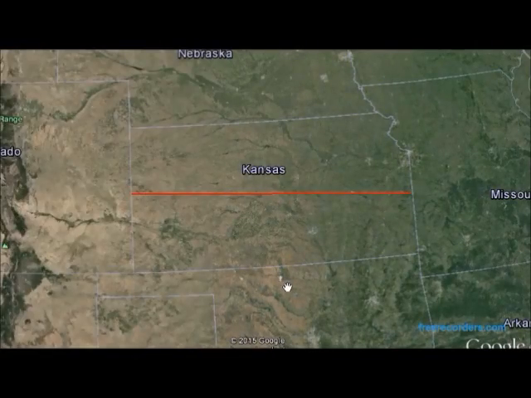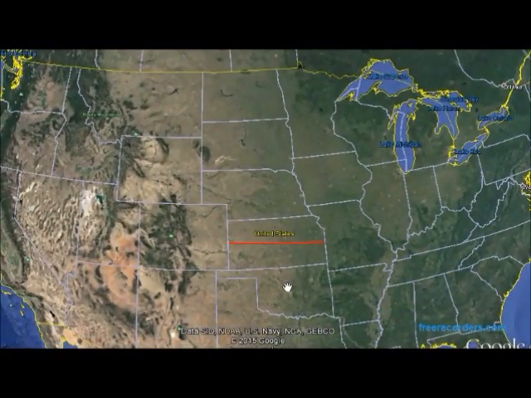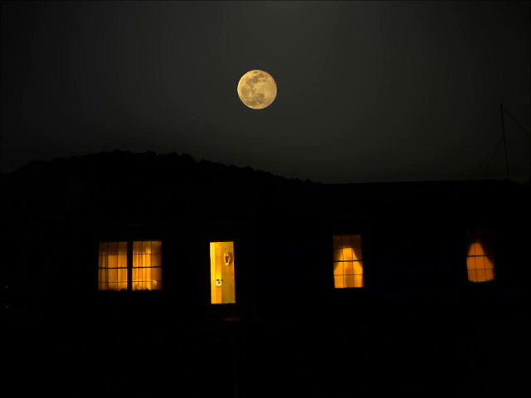Let's go back to Kansas. I can see to the moon from my house, so I should be able to see pretty far away.